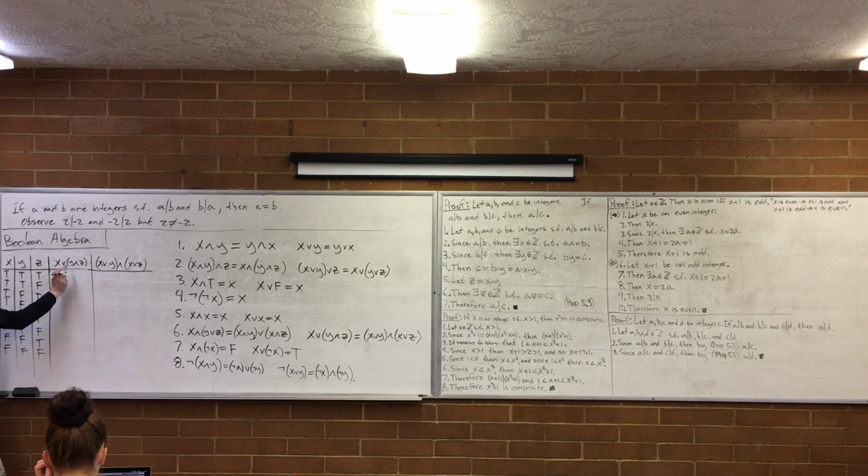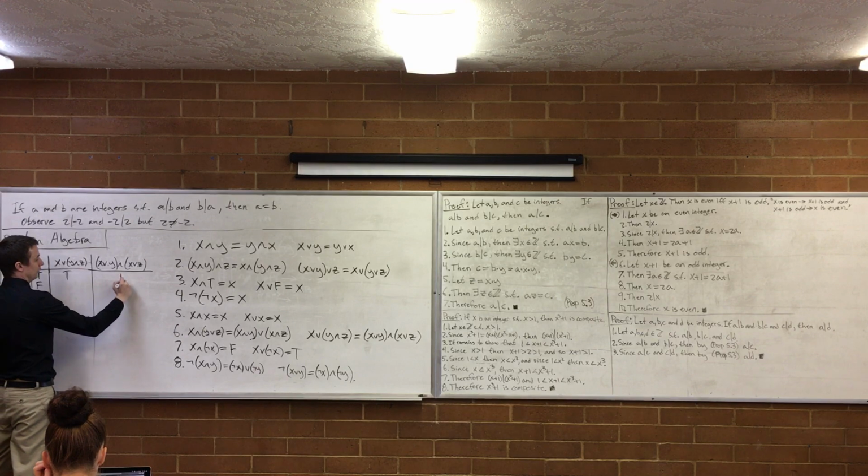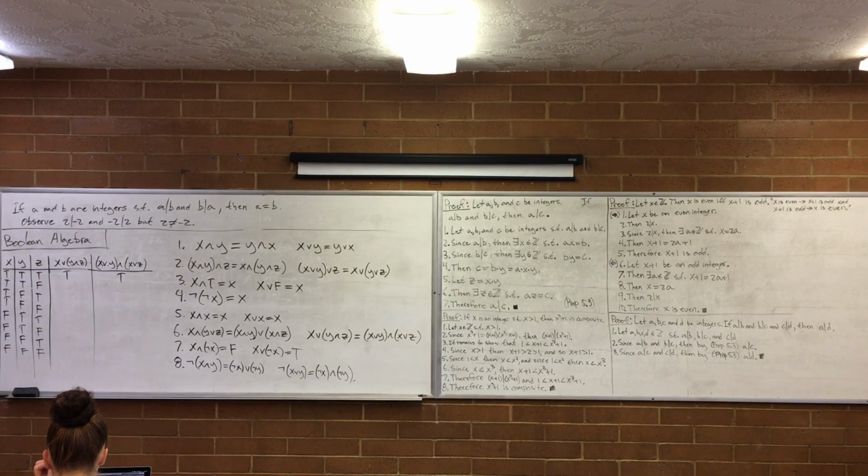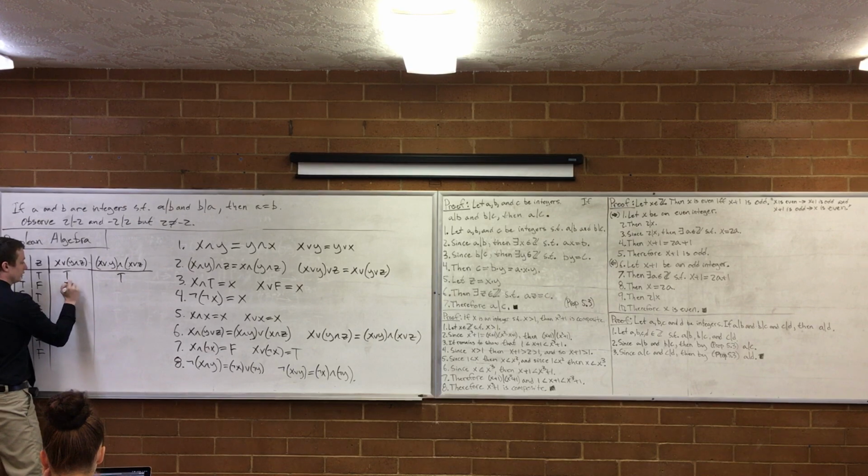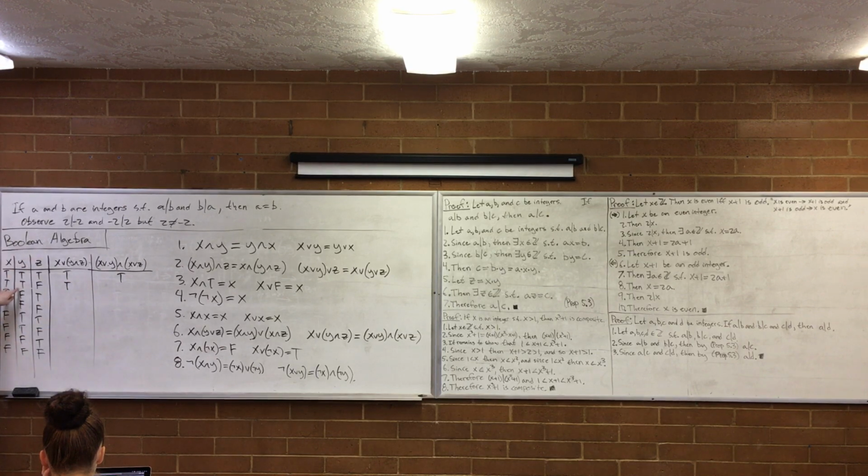When everything's true, what's this statement? True. When everything's true, what's this statement? True. Alright. So now let's do X and Y is true, Z is false. True or anything is always true, so we don't even have to think any further. Right? Because X is true. So that's where these little tricks come in handy.